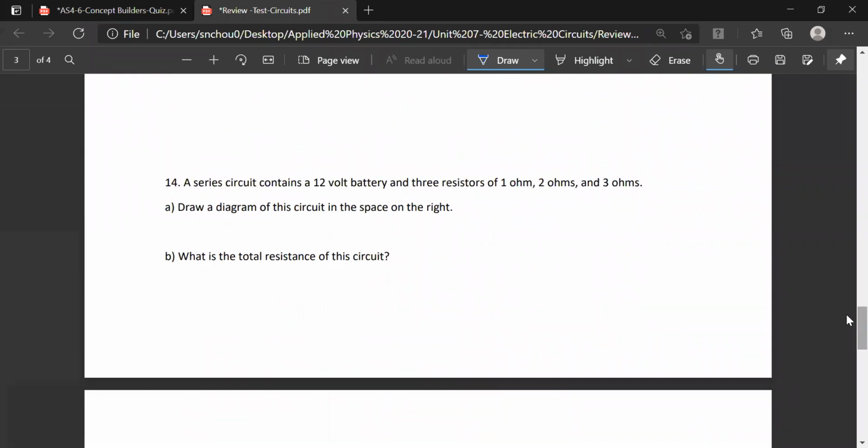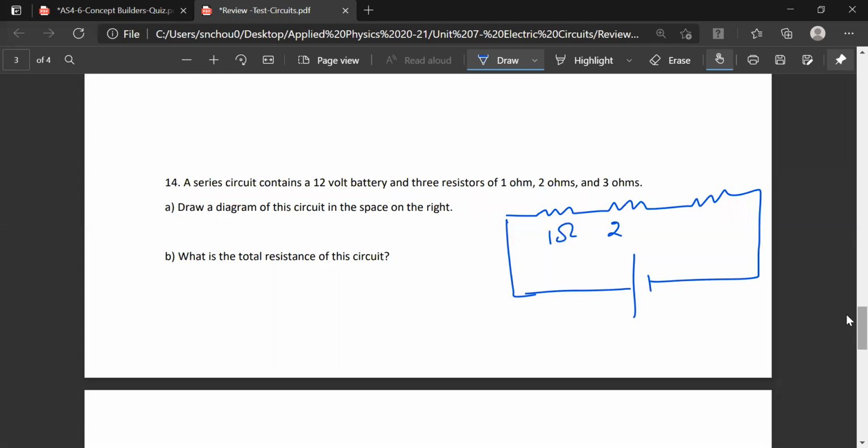Now let's do some more calculation. It says a series circuit contains a 12-volt battery and 3 resistors: 1, 2, and 3 ohm. Draw a circuit diagram. So you should be able to do something like this. It's series, so you do the 3 resistors in a row. It doesn't take that long. That's 1 ohm, 2 ohm, 3 ohm, 12-volt battery. So our diagram is done. What's the total resistance? Simply add 3 plus 2 plus 1, 6 ohms.